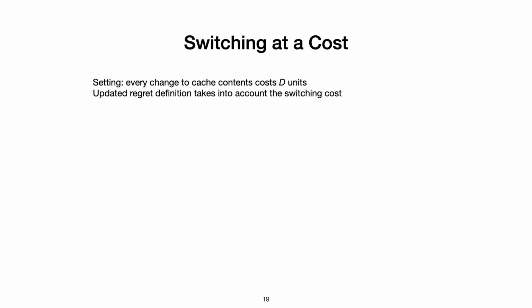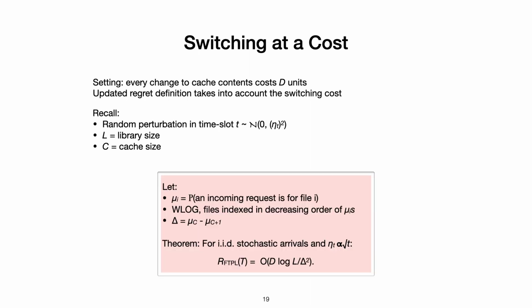Here the system incurs a cost of d units for every change to the cache contents. We refer to the cost incurred due to changes to the cache content as the switching cost. We suitably update the regret metric to take into account the switching cost incurred by any candidate policy. Our first result is an upper bound on the regret of FTPL for stochastic arrivals. We note that, like in our original problem, the regret of FTPL with learning rate proportional to square root small t is a constant with respect to time.